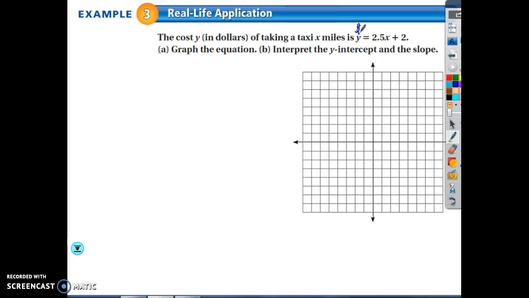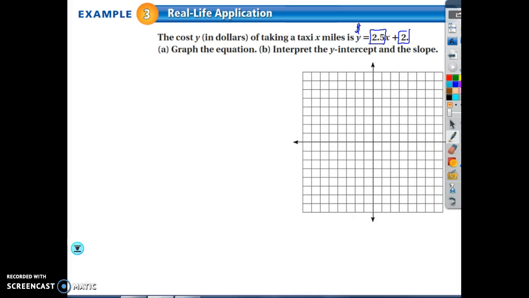So how I interpret this is it's going to cost you $2 just to get in the taxi. Once you sit in the taxi, that costs you $2. Then the taxi driver is going to charge you $2.50 for every mile that you go. So you only pay that initial $2 one time, and then after that, we're adding $2.50 every mile that you travel. We're going to graph this equation, and then interpret the y-intercept and the slope of the equation.